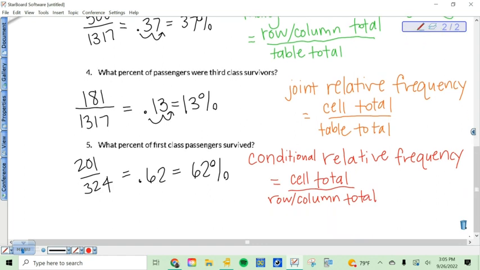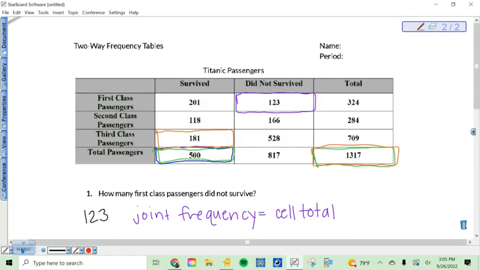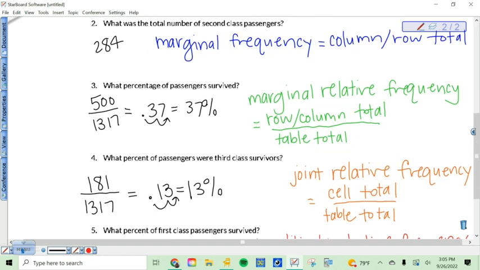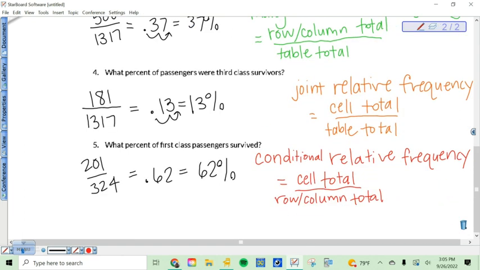Right? I'll scroll back down just one sec. So cell total compared to the row total. That's my conditional relative frequency. All right? Any questions on that? No? Feel good? Okay. So you can go ahead and turn that in when you're done filling it out. I'm going to give you your next half.